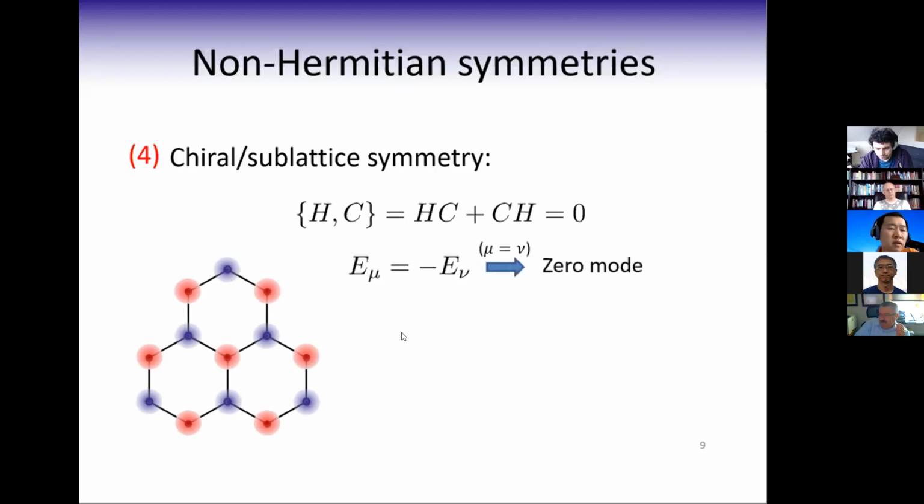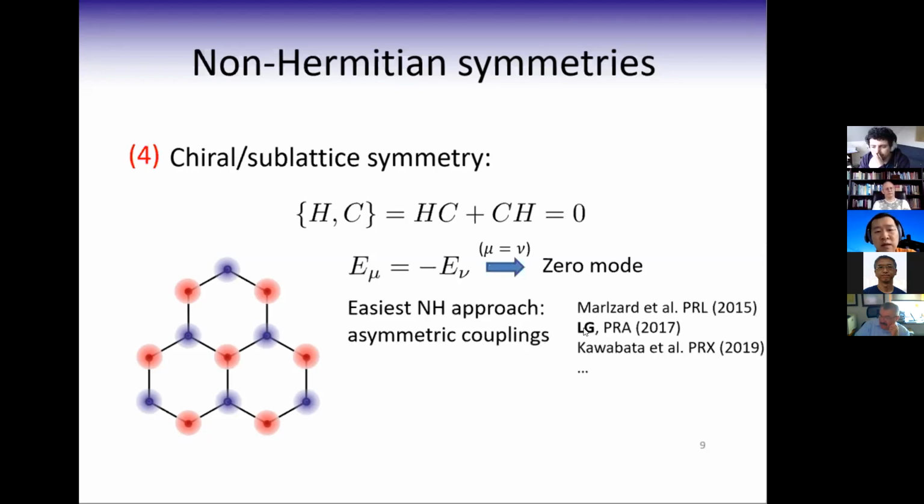Another interesting thing coming out from the symmetry relation, of course, is that we can again have zero modes whenever the two subscripts are the same. And like I mentioned, in the non-Hermitian context, if you want to realize this symmetry, it's actually not as straightforward as having two sublattices. It doesn't work, actually. So the easiest approach is to use asymmetric coupling, which a lot of groups have worked on. Again, there are some references over here.